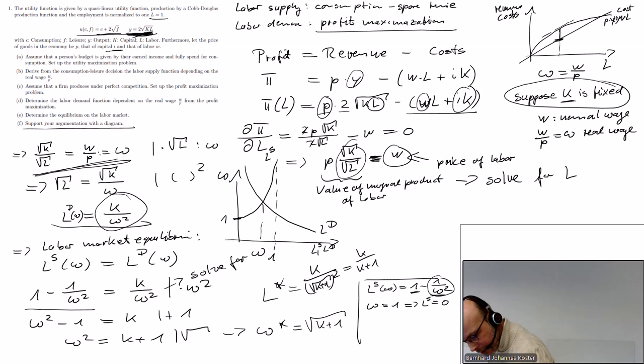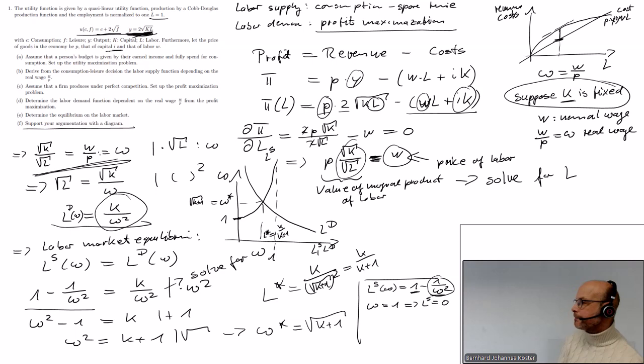And this is then L star, and this is omega star. This was square root of K plus 1, and this was K over K plus 1. And that's it. Okay, so we are through.